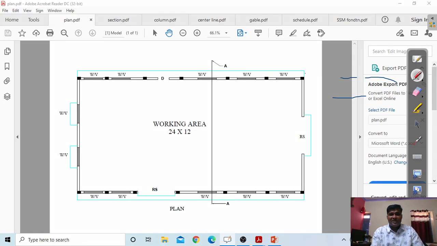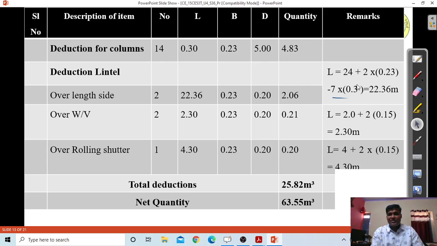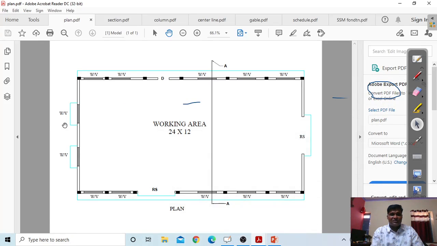First I am calculating the external distance, then I am deducting the total length of the columns, that is 24 plus 2 into 0.23 minus 7 into 0.3, which will give me 22.36 meter as the total length of lintel on one side. And again there are two windows on the left side. So this is one and this is one.